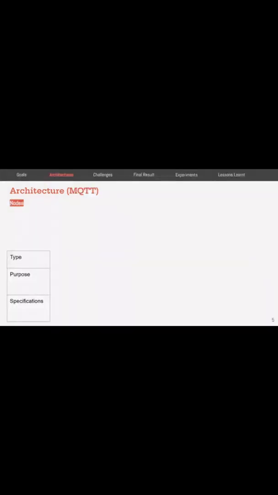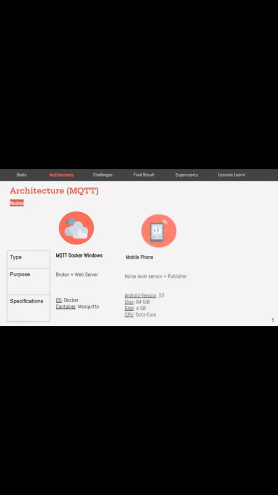The MQTT architecture has three nodes to set it up in this experiment. The first one is MQTT on Docker on Windows, which I use for the broker and a web server. The second one is the mobile phone that I use to measure the noise level sensor and make it the MQTT client publisher. And finally, a laptop that makes the access point for the client subscriber.